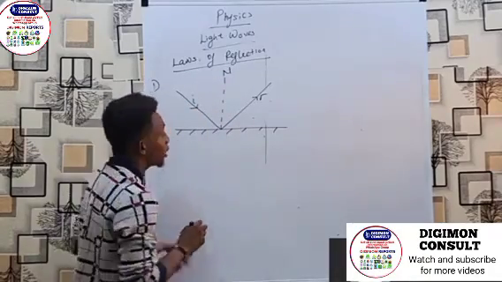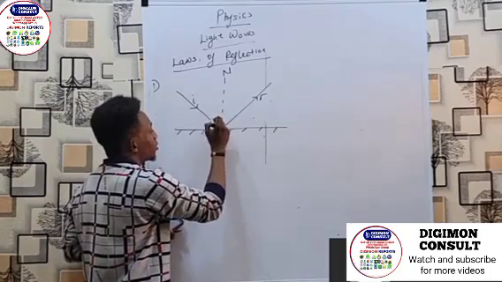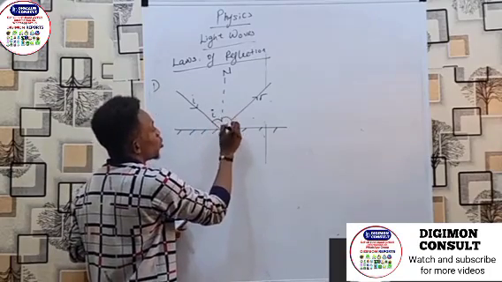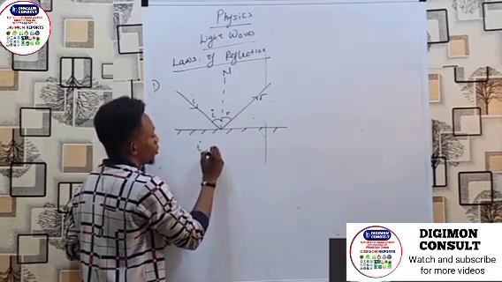While the second law tells us that the angle of incidence is always equal to the angle of reflection.